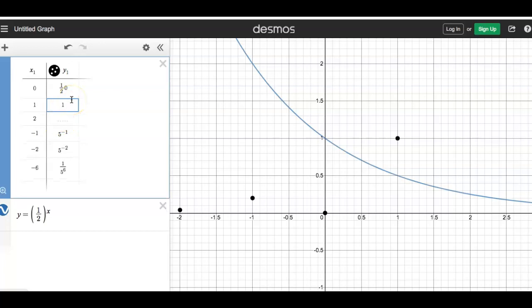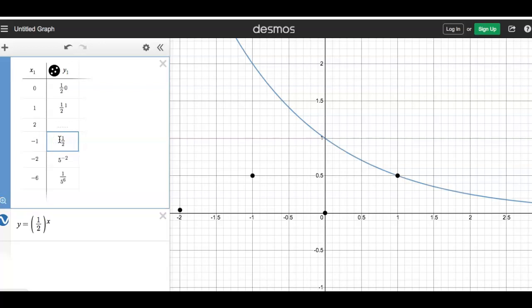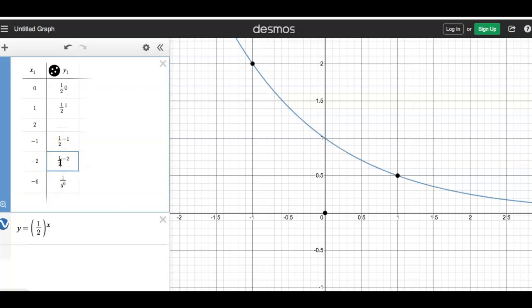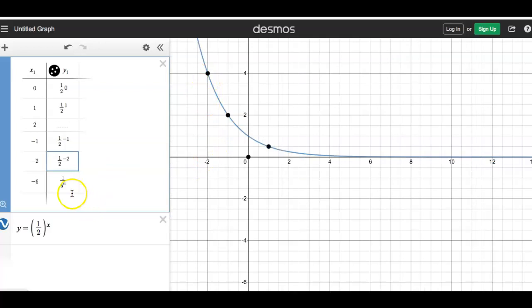So 1/2 to the power of 1, and let's get rid of these. 1/2 to the power of -1. Now that's positive 2 because it flips it over. Okay, so if I get rid of that 5 and I type in 1/2, that's going to be 4, because if I flip the 1/2 over, I get 2 over 1, and then when I square it, I get 4. So -2 gives me 4.